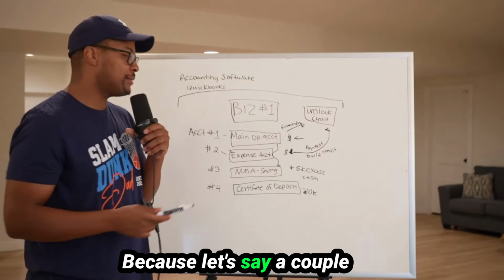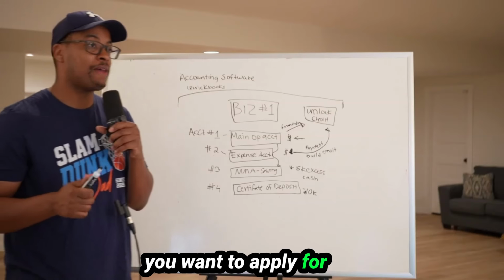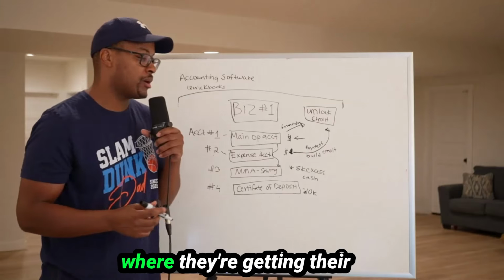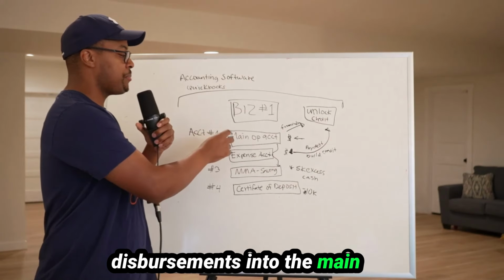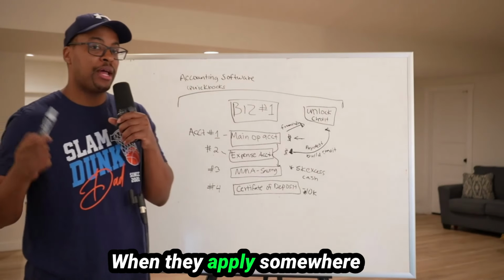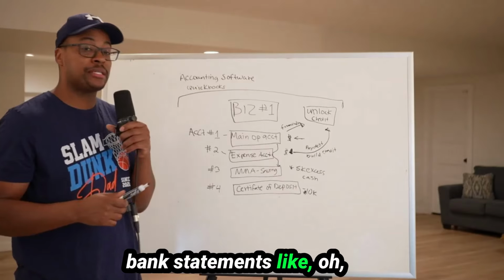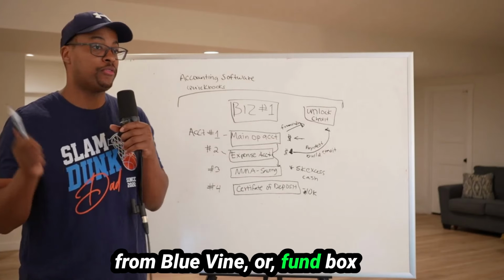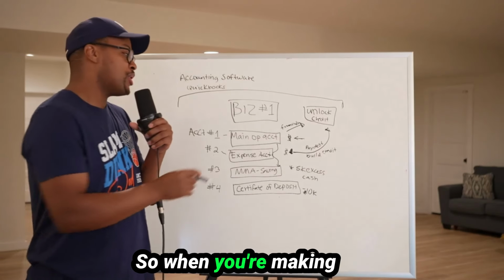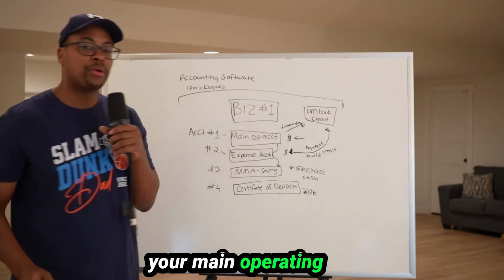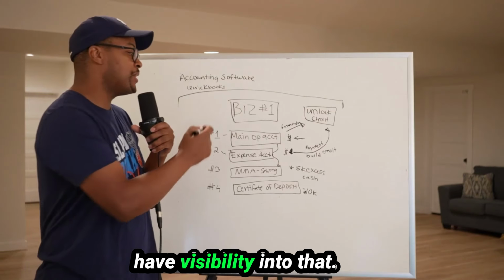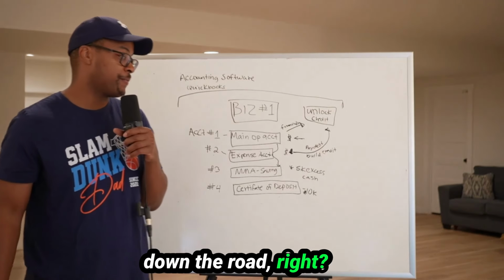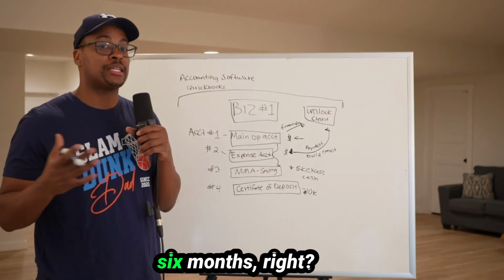Because let's say a couple months down the road, you want to apply for another product, right? And I've seen this with clients where they're getting their disbursements into the main operating account. Now, when they apply somewhere else, the lender looks at their bank statements like, oh, you just got a loan from OnDeck, or you just got a loan from Bluevine or Fundbox, one of these other things. So when you're making your disbursements into your main operating account, other lenders will have visibility into that if you should apply for additional funding down the road, right? Especially if they're asking for 3 to 6 months, right?